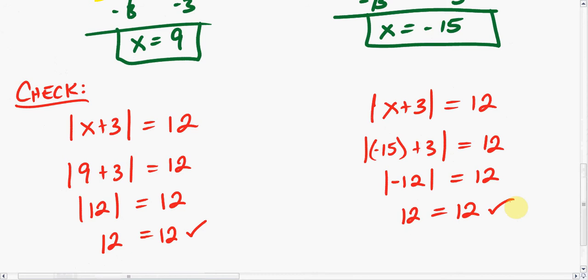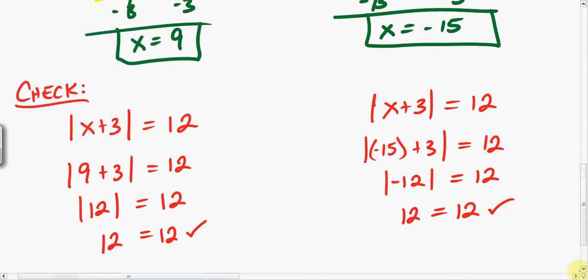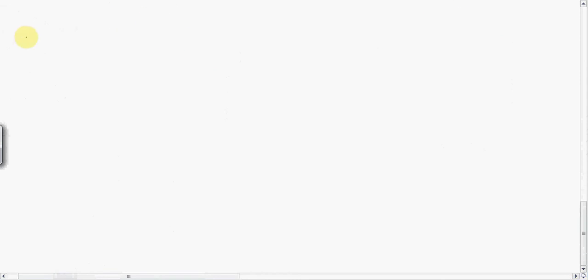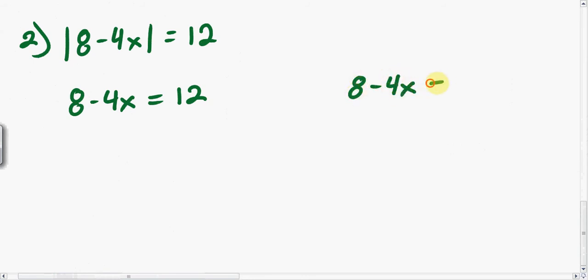Let's try one more. We'll go a little bit faster here. So we've got the absolute value of 8 minus 4x is equal to 12. Hey, look, it equals 12 again. That's just a coincidence. So I'm going to take my expression inside the absolute value bars, which is 8 minus 4x, and set it equal to 12. And I'm going to take that same expression, 8 minus 4x, and set it equal to negative 12. So we're going to solve each equation independently.